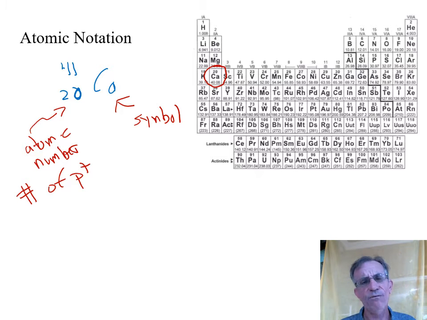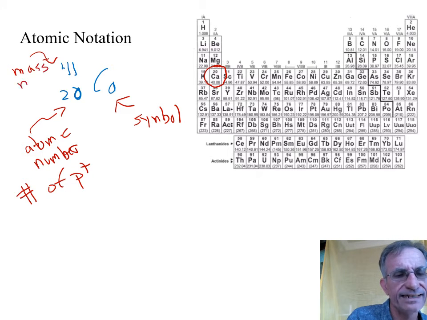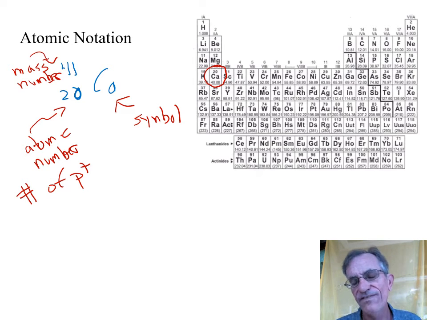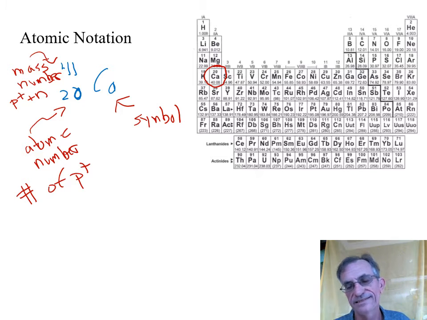All right. Now, what about that top number? That top number, oh, that's the one that we also just mentioned. That's called the mass number. So that's where you're going to find it. You're not going to find it on the periodic table. You're going to find it when somebody writes something like this. Now, again, that mass number is your protons and your neutrons together.